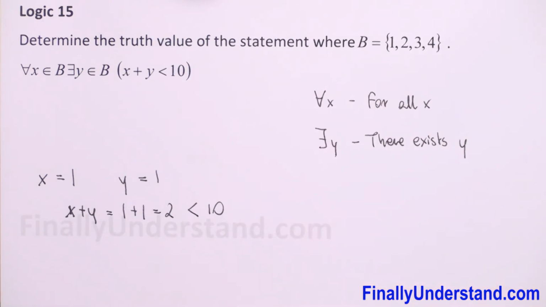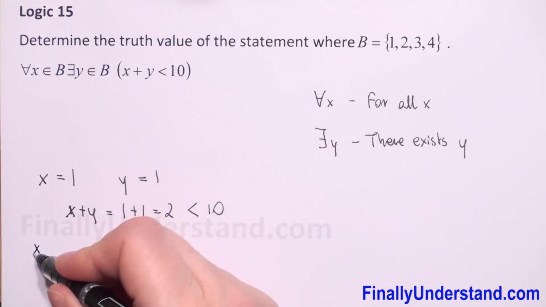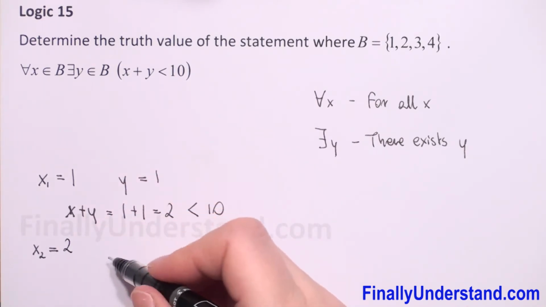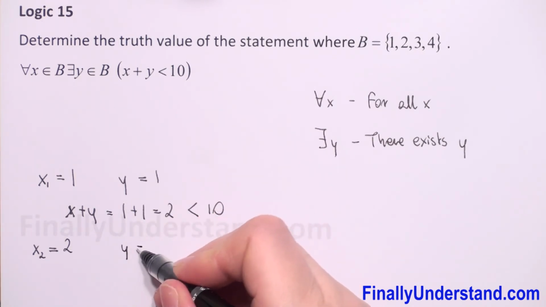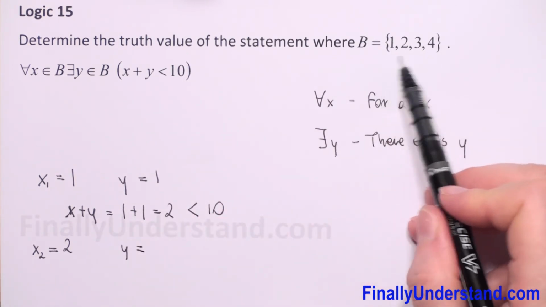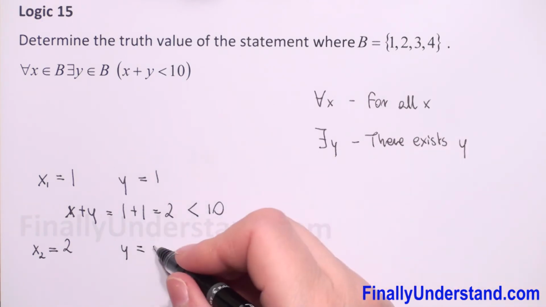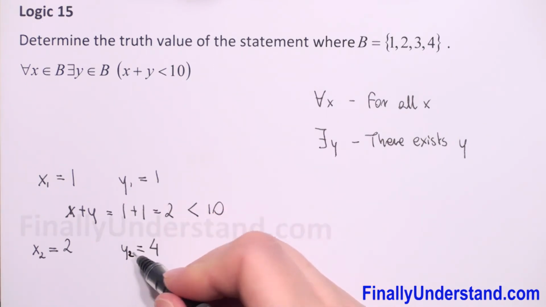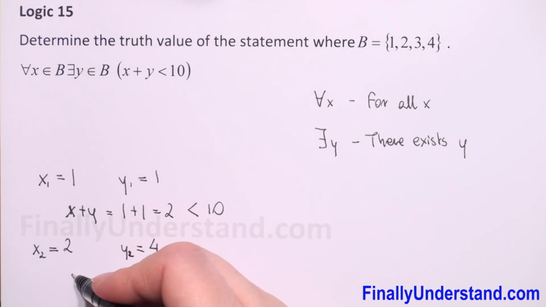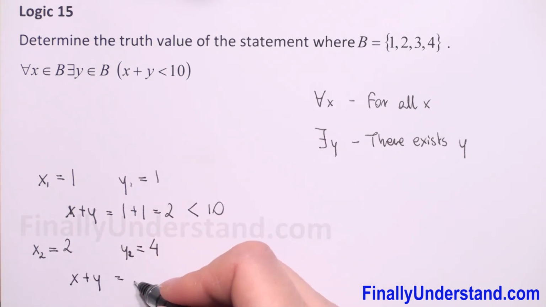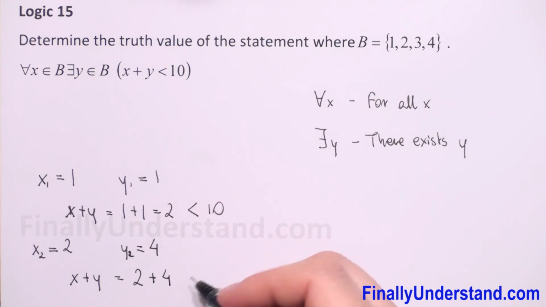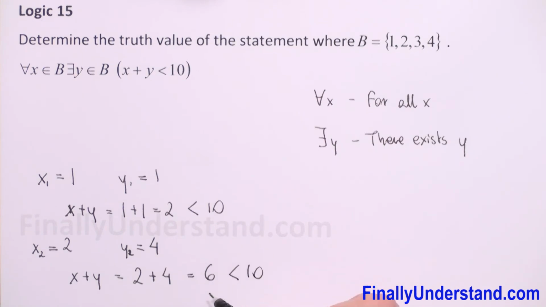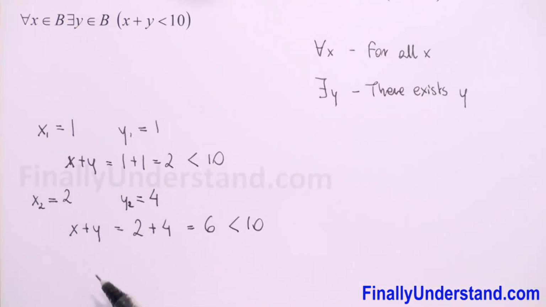Next we have in this set x, let's put this as x1, x2. We can choose, for example, y equals whatever from this set. So it can be 4, for example. This is y1, y2. So we will have x plus y is equal to 2 plus 4, so this is equal to 6. 6 is less than 10. So this inequality is true for x equals 2.